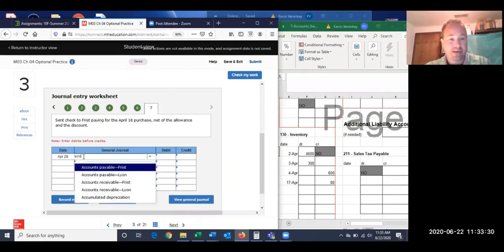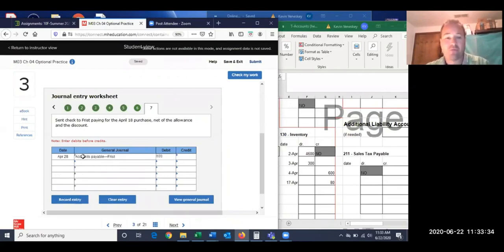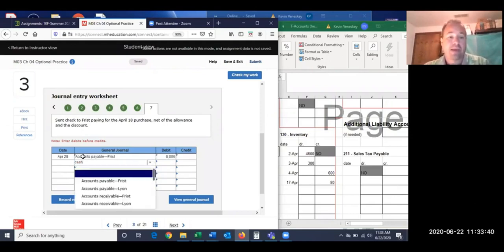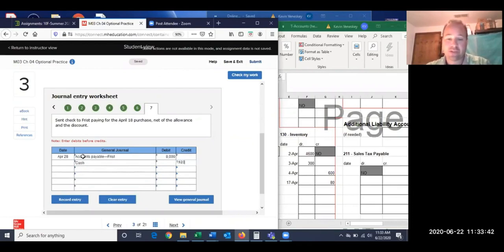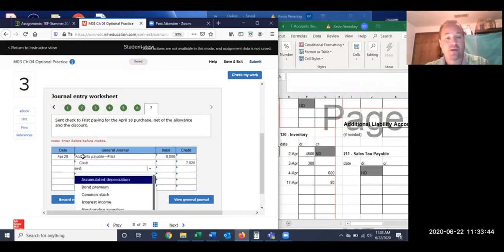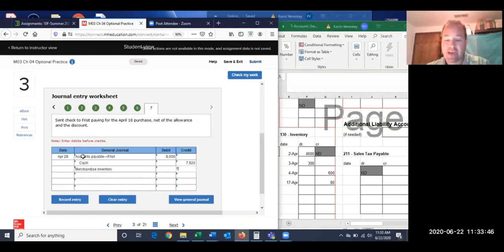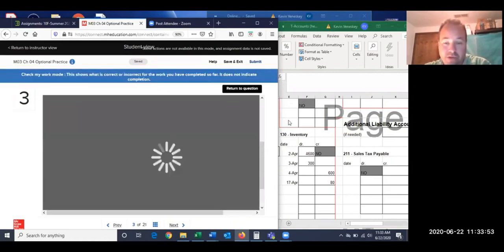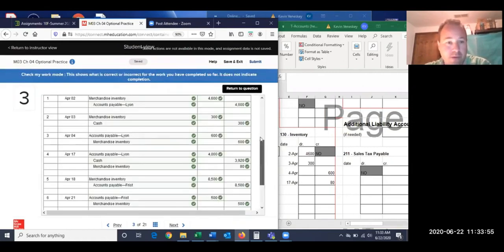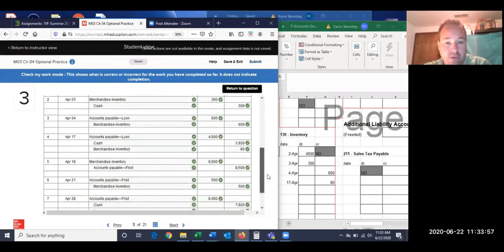So first off, we're going to reduce our accounts payable by the full $8,000 because I don't owe them anything anymore once I make the payment. I'm going to pay cash of $7,920 and credit my merchandise inventory by that $80 discount that I received. Record the entry, and then if we check the work to make sure we've got everything good, it looks like we do.